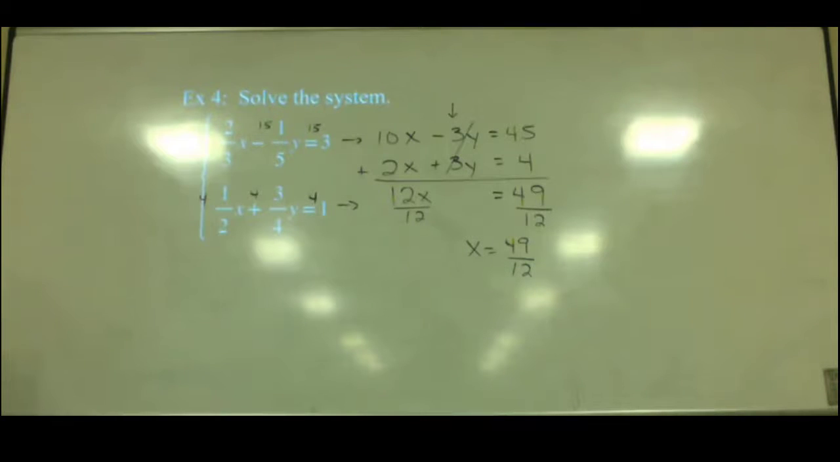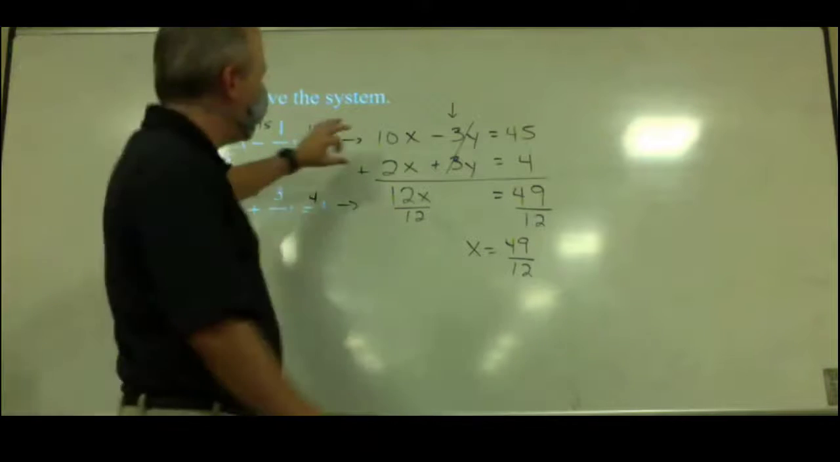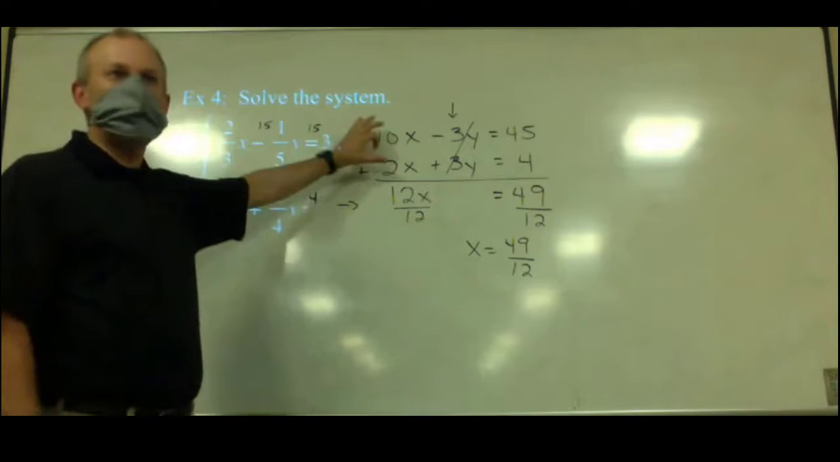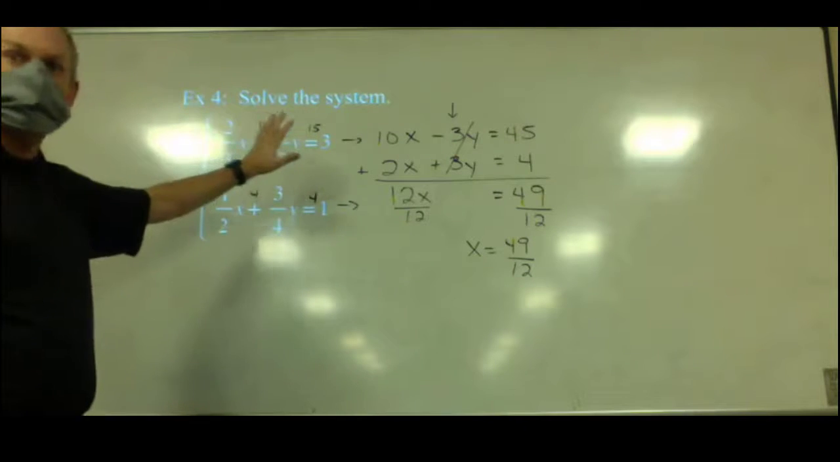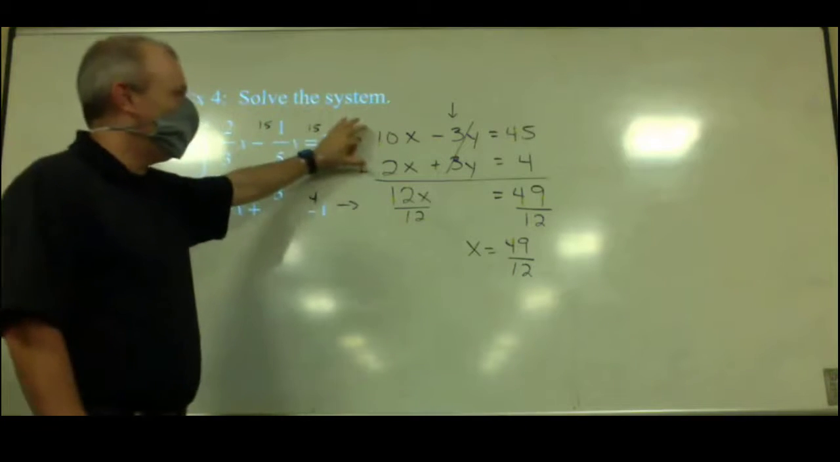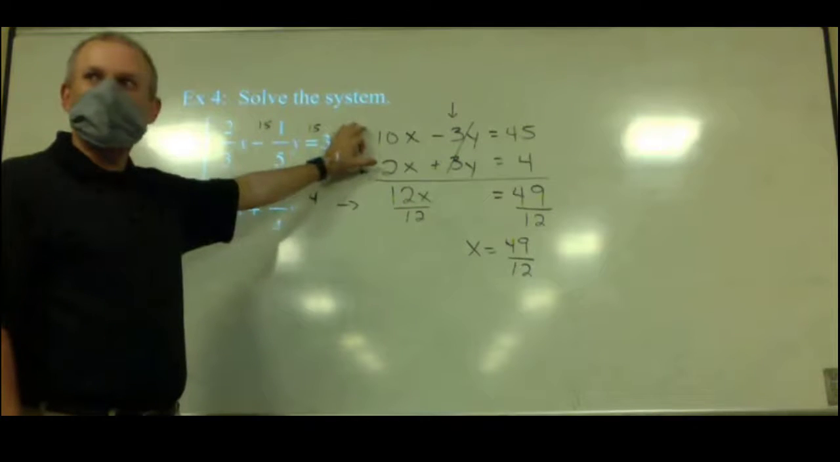Now, what do we do with that 49 over 12? We haven't had to do this with the elimination method yet. Replace it with that. Yeah, we're going to substitute in for the x. It doesn't matter which of these two equations we plug it in for. I wouldn't go back to probably the fraction ones unless you really, really wanted to. I'd use one of these two. Does anybody have a preference of which one they'd like to try?